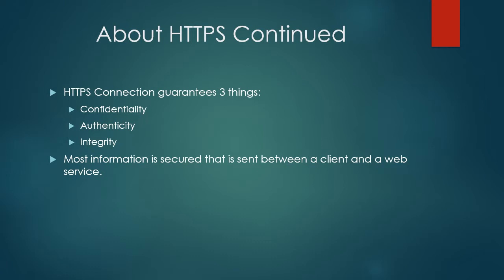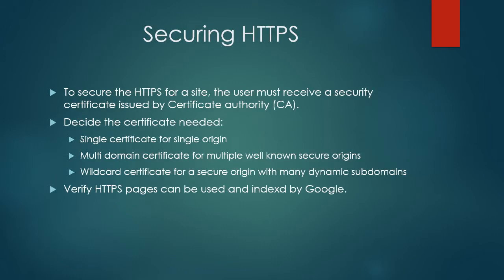You see the HTTPS on any URL when you're going to a website, up in the left-hand corner. It just keeps everything secure for the most part, and acts as a safeguard. It doesn't really let anything go in between and out. Browsers and other HTTPS clients are configured to trust a certificate, which I talk about right here. To secure HTTPS for a site, the user must receive a security certificate issued by a Certificate Authority, abbreviated CA.